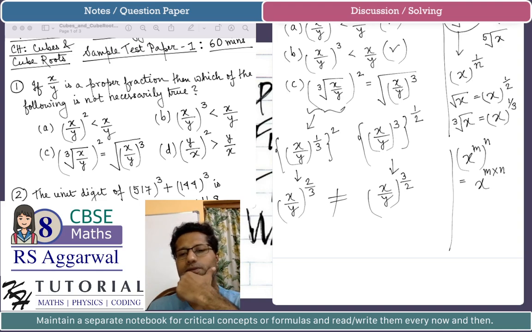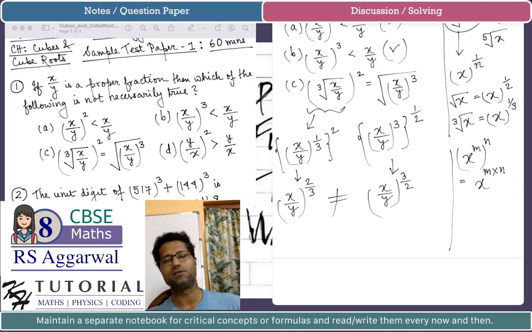This can only be true when x by y is 1. This is true only when the rational number x by y is 1. So it is not always true. The problem says we have to select the choice which is not necessarily true, that is, which is not always true.